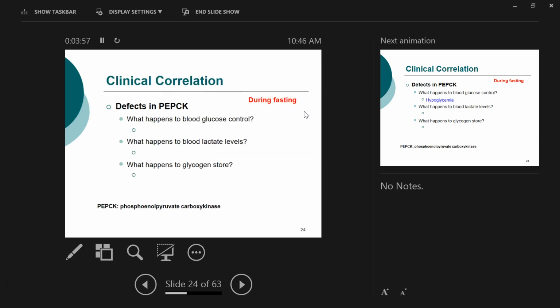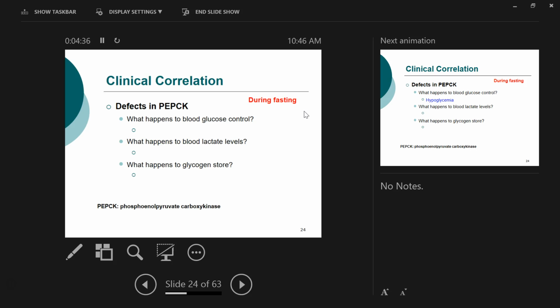Now let's do some exercise related to the clinic. PEP-CK, phosphoenolpyruvate carboxykinase, right? Carboxykinase. PEP-CK is one of the key enzymes in gluconeogenesis in the cytosol. Remember the reaction? Okay.